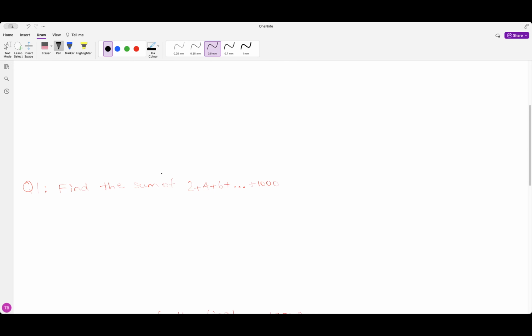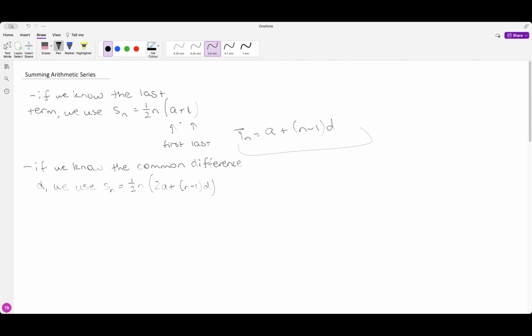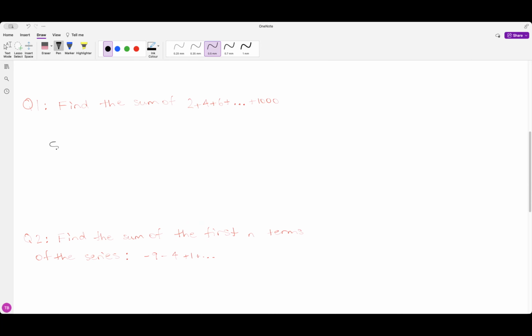First question here says to find the sum of 2 plus 4 plus 6 plus all the way up to 1,000. So a little bit more sensible than the one I was saying before. But there's a few things we need to think about here. I'll copy down the formula that we need. You can see we're given the last term, so we're going to use this first formula, which is a half times n times a plus l. Now, we're given our first term, which is 2. We're given our last term, which is 1,000, but we're not necessarily given n.